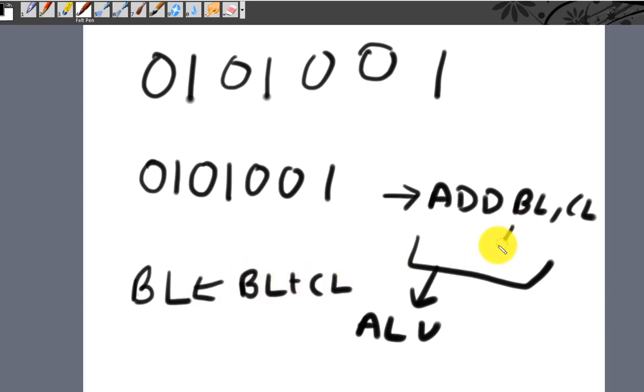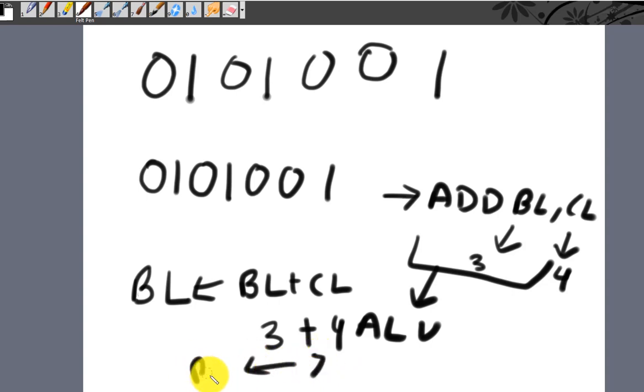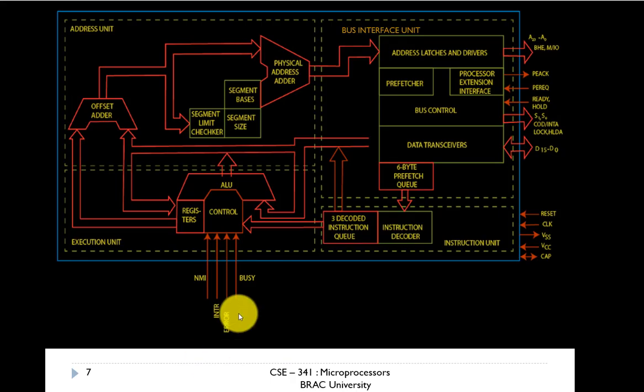Suppose BL contains 3 and CL contains 4. Then we have to add 3 plus 4, which is 7, and store it in BL. In this way, 80286 carries out the operation. I hope you enjoyed the video.